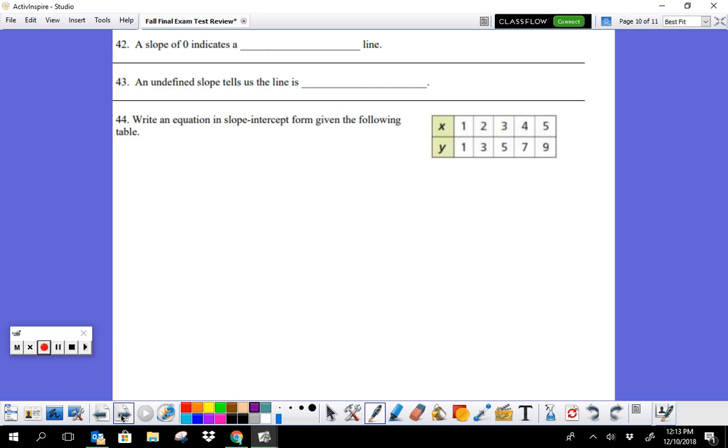Number 42, a slope of 0 indicates, so here you're going to want to use your HOY, VUX. Some of you learned it backwards, VUX, HOY, but HOY, VUX. So the 0 in HOY, that stands for 0 slope, which means it's a horizontal line. Okay, and then if we look at VUX, an undefined slope tells us it's a vertical line.